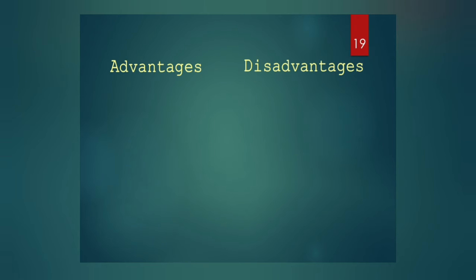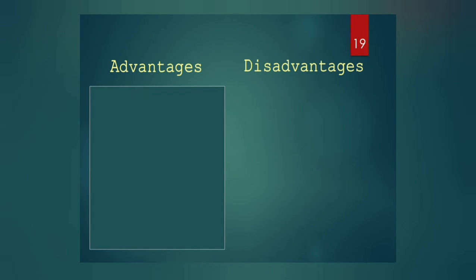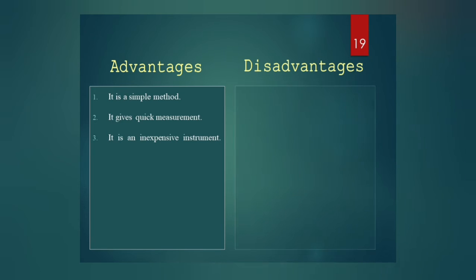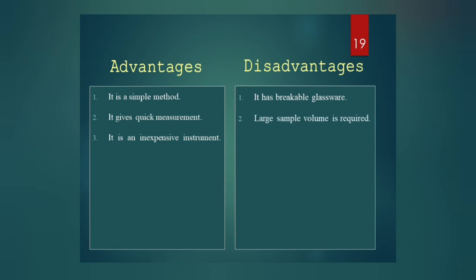Now advantages and disadvantages. Firstly, advantages. It is a simple method. It gives quick measurement. It is an inexpensive instrument. Now disadvantages. It has breakable glassware. Large sample volume is required. It has very small measuring range. It is difficult to clean and dry.